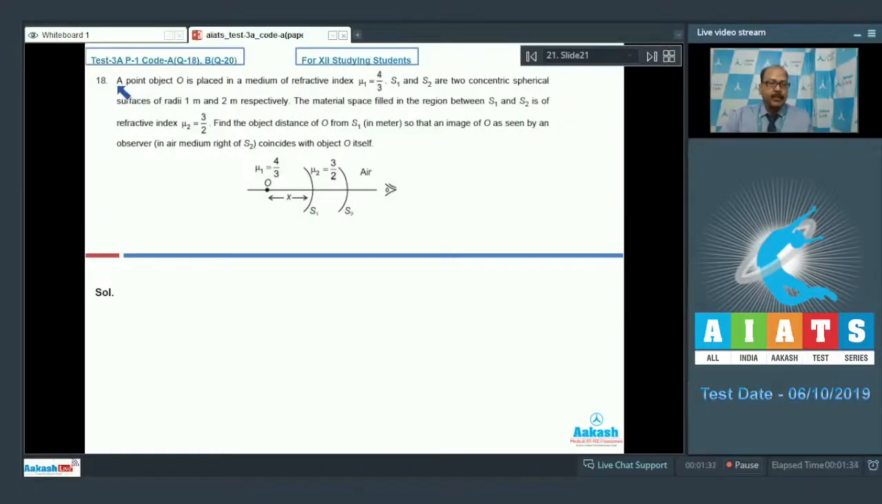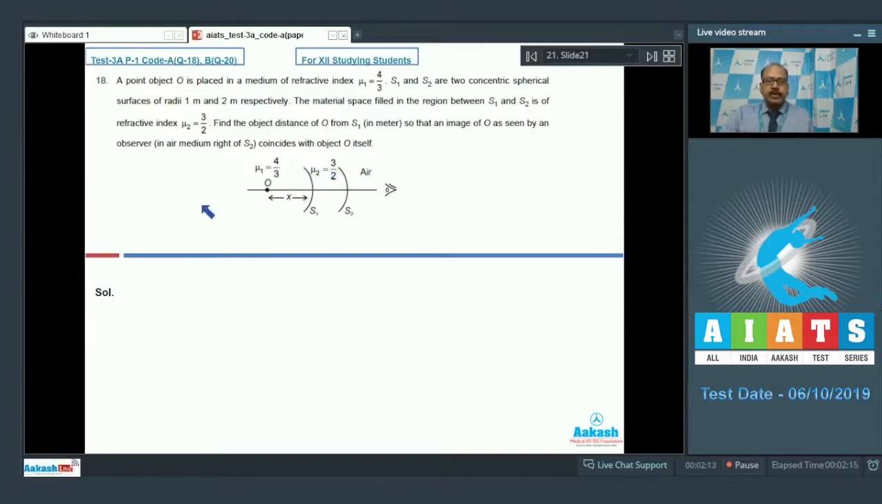Question 18 says, a point object O is placed in a medium of refractive index mu1 equal to 4 by 3. S1 and S2 are two concentric spherical surfaces of radii 1 meter and 2 meter respectively. The material space filled in the region between S1 and S2 is of refractive index mu2 equal to 3 by 2. Find the object distance of O from S1 in meter so that an image of O as seen by an observer in air medium right of S2 coincides with object O itself.